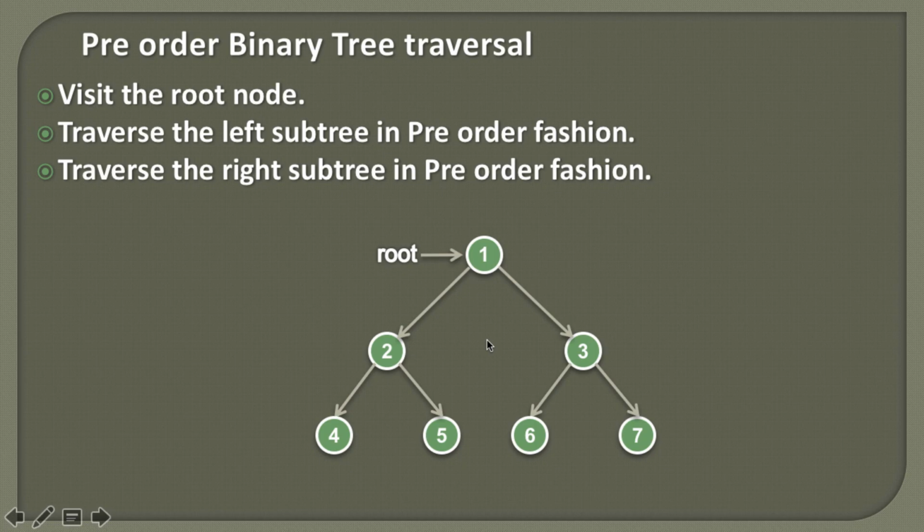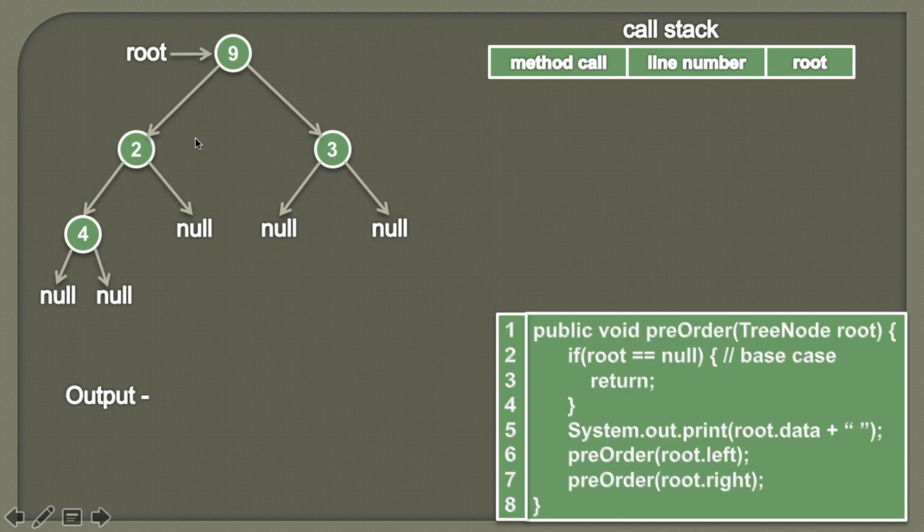So let's see the demonstration of pre-order binary tree traversal. Suppose we want to traverse a tree whose root is 9 and whose left is a node having data as 2, and its left has data as 4, and the right of the node having data as 2 is null. The root 9 also has a right subtree having the data as 3, whose left and right subtrees both point to null. So let's see the demonstration of this algorithm, how we can process the nodes of a binary tree in pre-order traversal.